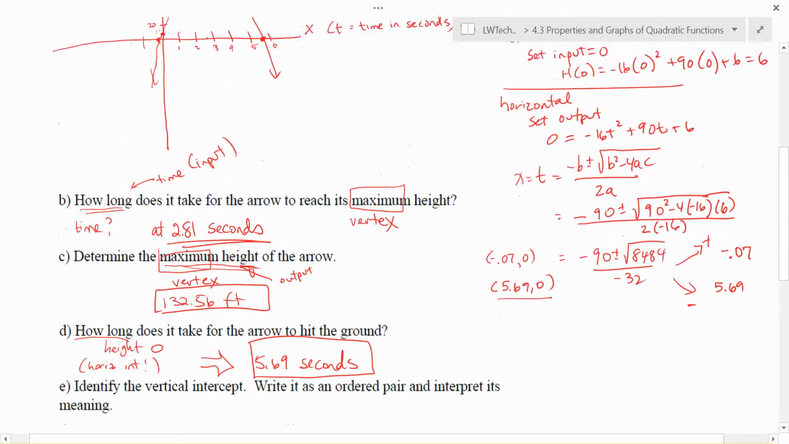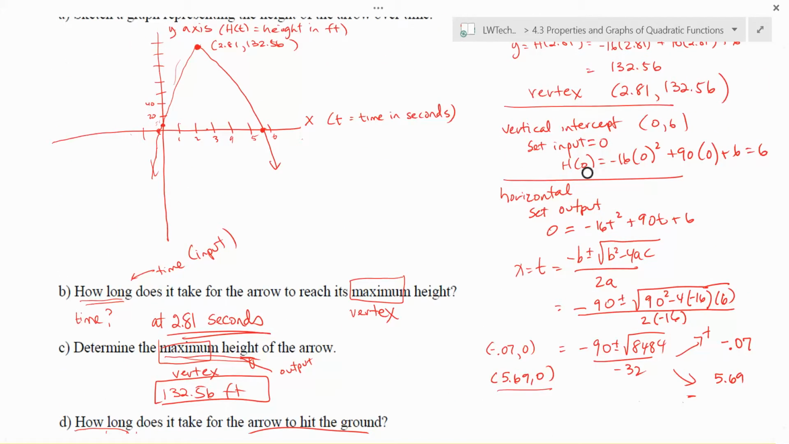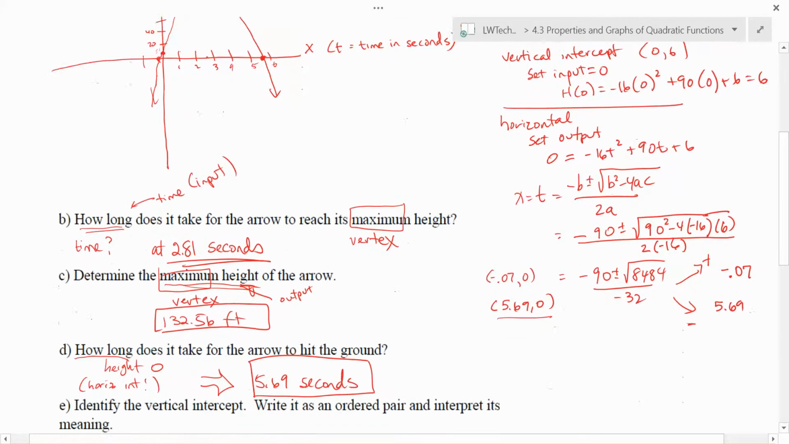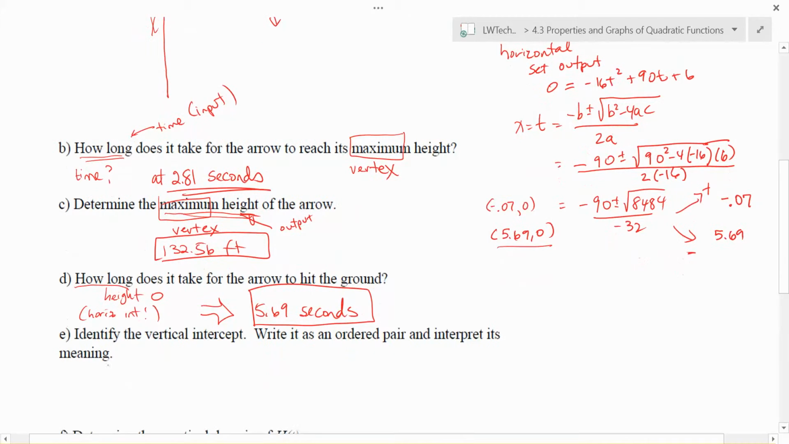The next question asks us to identify the vertical intercept, to write it as an ordered pair and interpret its meaning. We found the vertical intercept over here and notice that it happens at the point (0, 6). And again, the vertical intercept is where it's crossing the y-axis, and that's right there at that point. So our vertical intercept is at (0, 6). The next piece asks us to interpret its meaning. Remember that the x-coordinate was measuring our time in seconds, and our y-coordinate was measuring our height in feet. So that's the pieces of information that are really helpful.